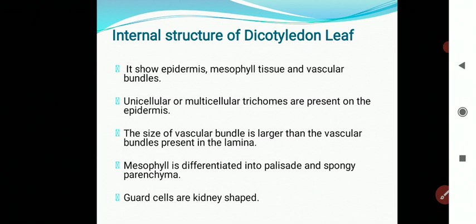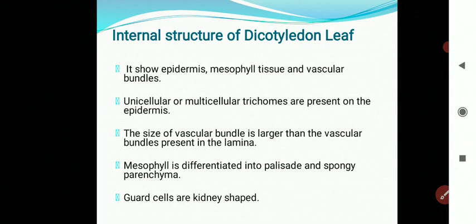And here are some striking features of the dicotyledonous leaf. First, it shows epidermis, mesophyll tissue and vascular bundle. Secondly, unicellular or multicellular trichomes are present on the epidermis. Third, the size of the vascular bundle is larger than the vascular bundles present in the lamina. Mesophyll is differentiated into palisade and spongy parenchyma. And lastly, the guard cells of stomata are kidney shaped.